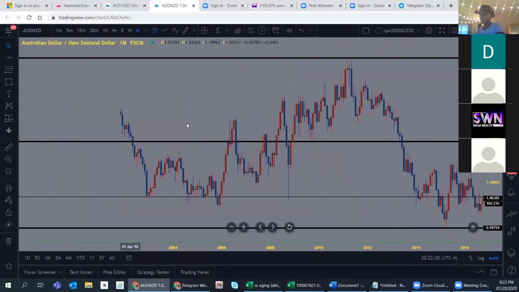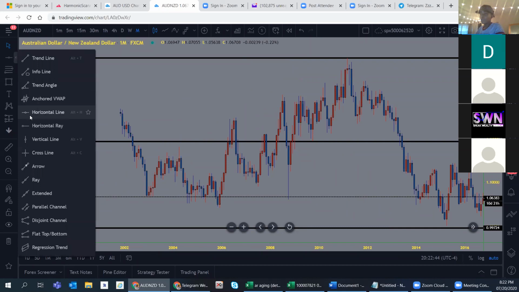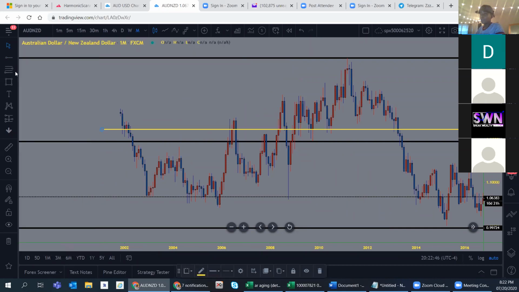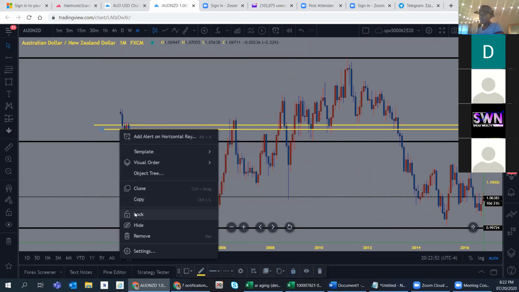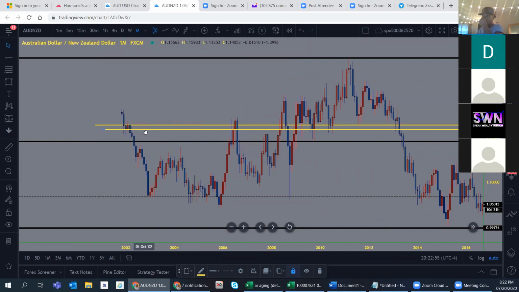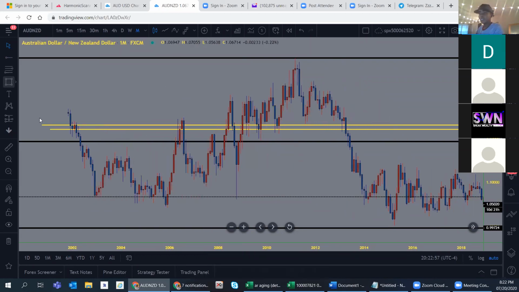So in this case, I'm gonna look for the one in the middle. And this first one is kind of right here. I'm gonna use this one. And I'm gonna just mark that up. And a key thing is to lock the ones on the high time frame because when you start trading on the lower, they end up moving and it can really get frustrating.